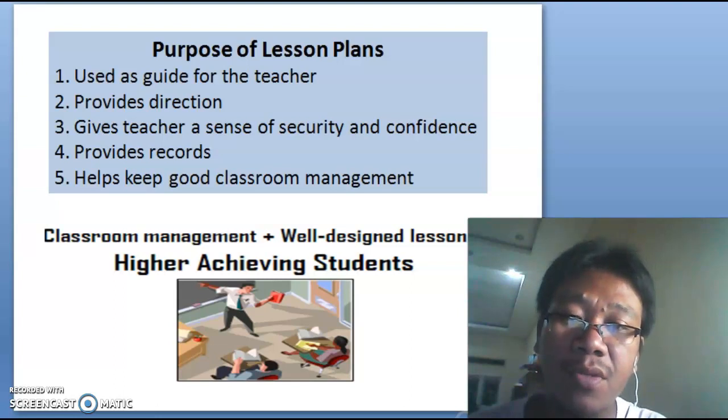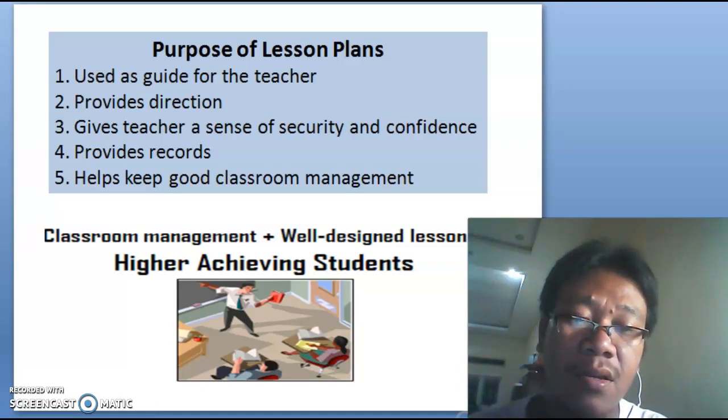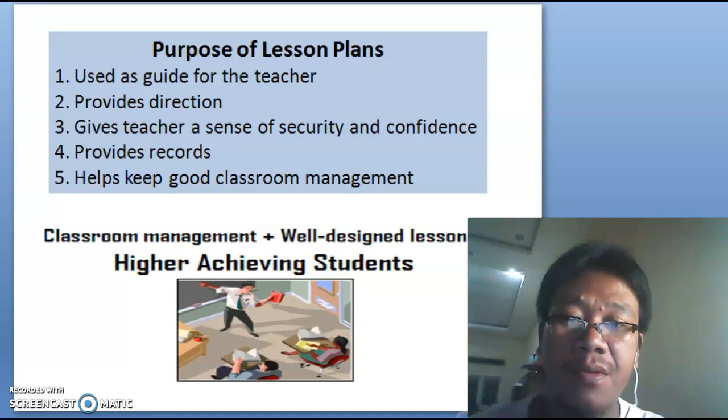Next purpose, it gives the teacher a sense of security and confidence. You as a teacher will be confident. You will have self-confidence. You feel secure in the teaching process because you have a lesson plan. You have a compass.